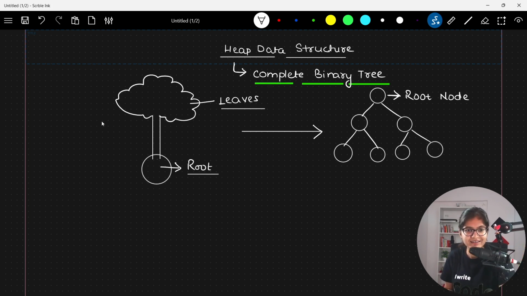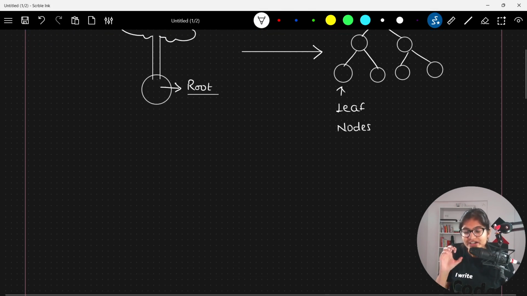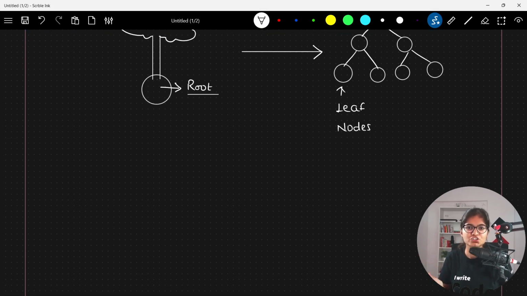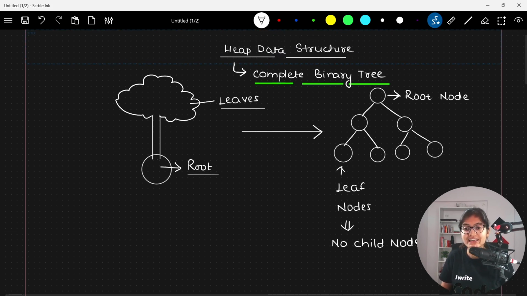So in practical real-life examples, whenever we see a tree, the leaves are at the top, right? But in our tree data structure, the leaf is at the bottom. These are what we call leaf nodes. Leaf nodes in a data structure are nodes which do not have any further child node. If you can see here, for all these four nodes, we don't have any child. These are what we call leaf nodes.